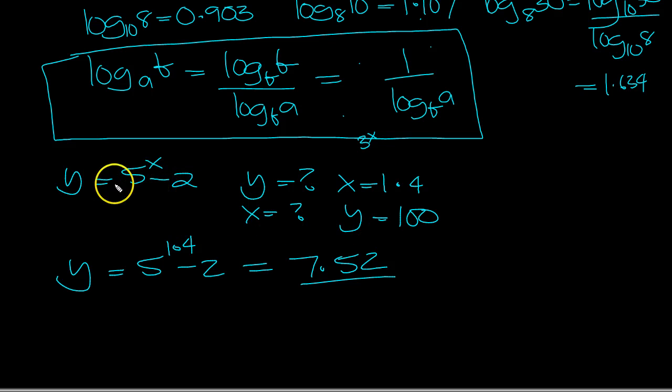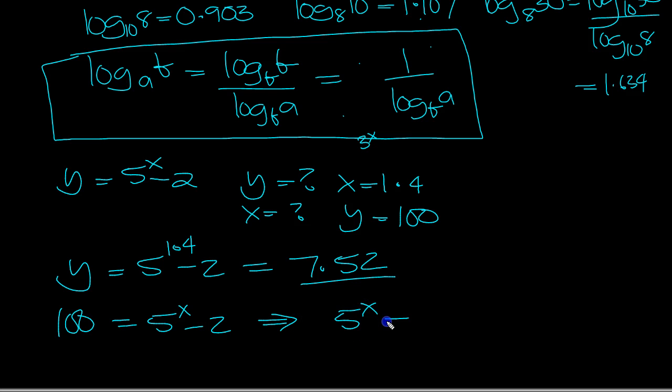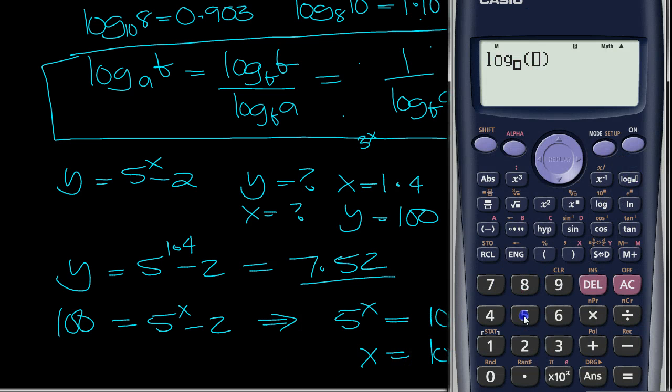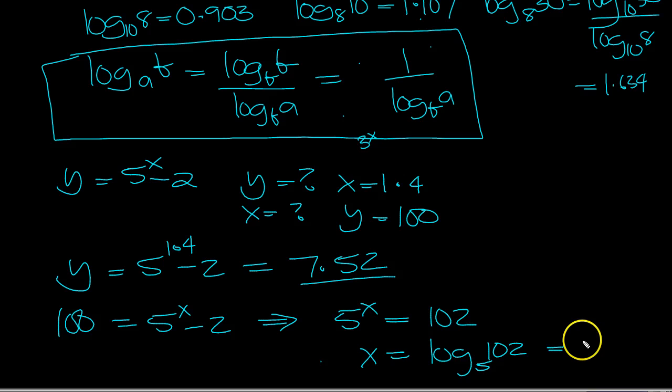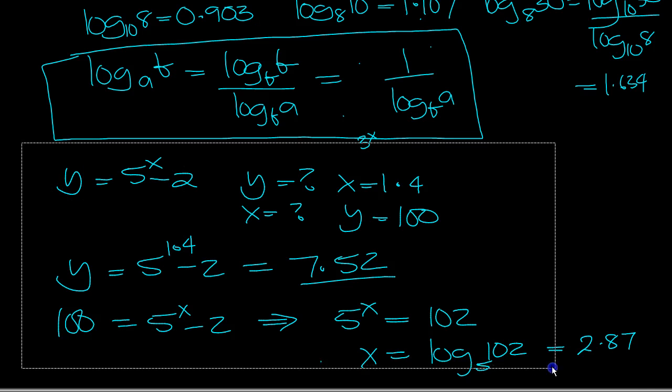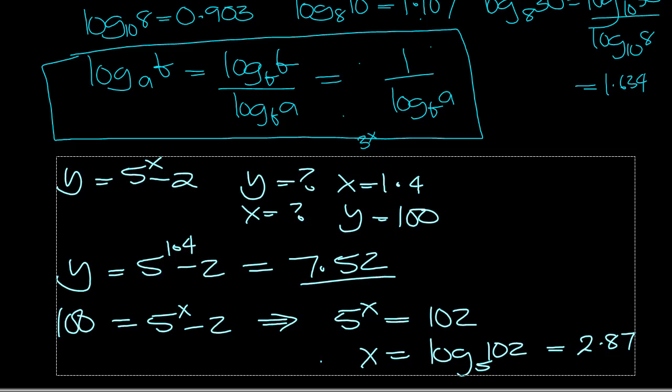And then find x when y is 100. Well, I'm going to rearrange it. I'll put 100 in. 100 equals 5 to the x minus 2. So it tells us that 5 to the x is equal to, move the 2 over and add 2 to 100. And then x will equal, move the 5 to be the base number, log 5 of 102, in log form. So log 5 of 102, 2.87. So that's that example done.